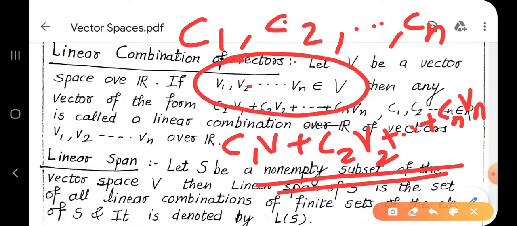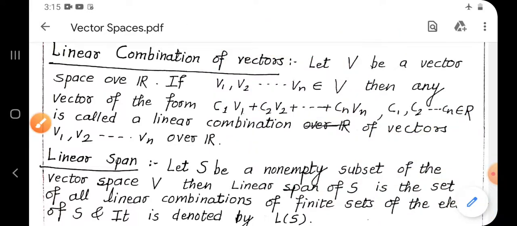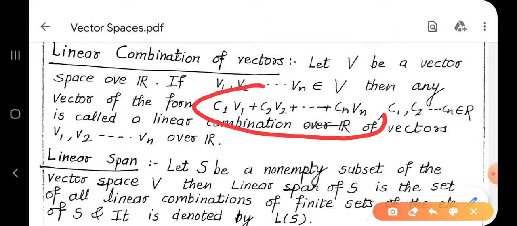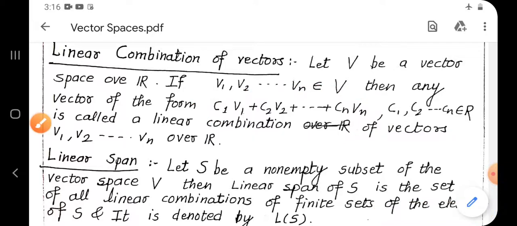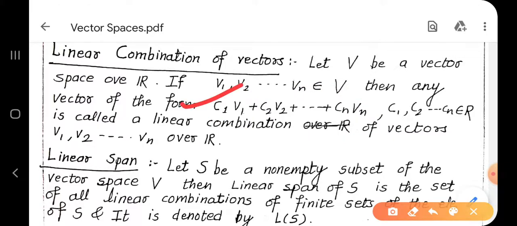Means whatever number of vectors are there, that many scalars we take, and we just take this product c1 v1 plus c2 v2 plus dot cn vn, where c1, c2, cn are our scalars. Then this combination, this addition, is called linear combination of vectors. Understood?